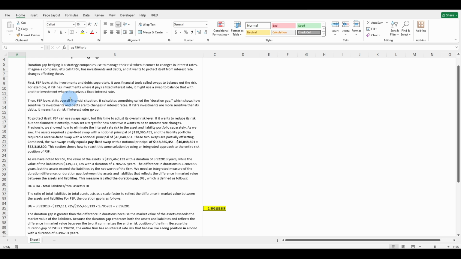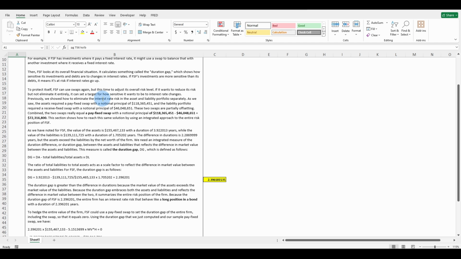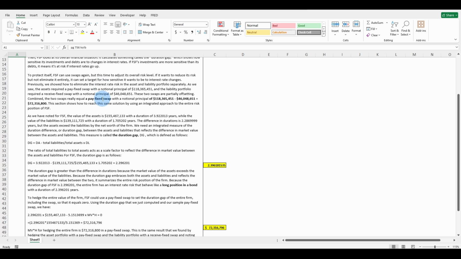Then FSF looks at its overall financial situation. It calculates something called the duration gap, which shows how sensitive its investments and debts are to changes in interest rates. If FSF investments are more sensitive than its debt, it means it's at risk if interest rates go up. To protect itself, FSF can use swaps again, but this time to adjust its overall risk level. If it wants to reduce its risk but not eliminate it entirely, it can set a target for how sensitive it wants to be to interest rate changes.